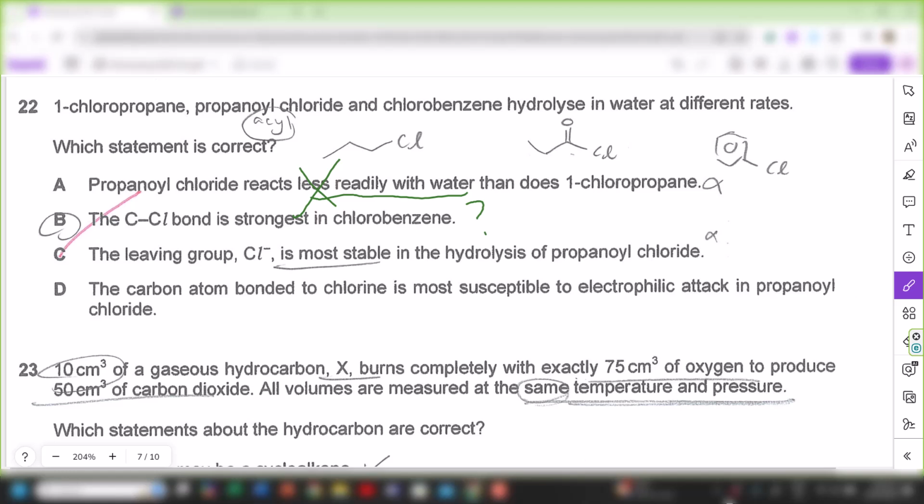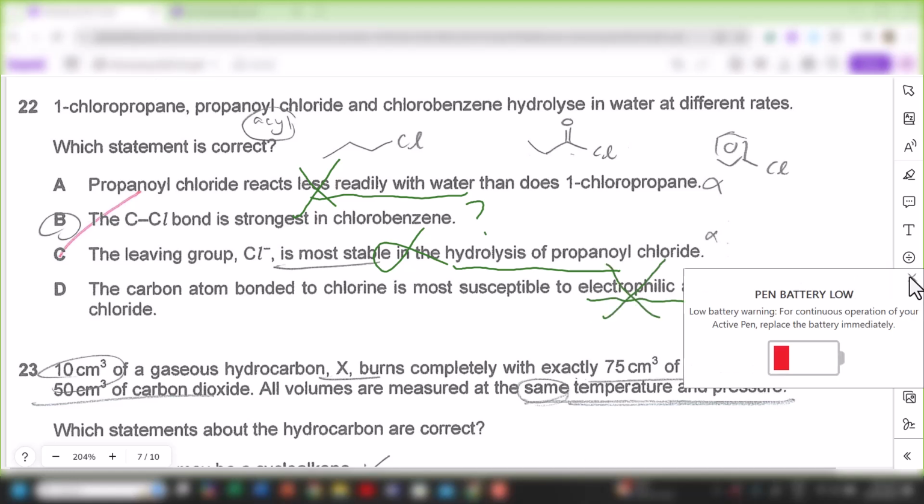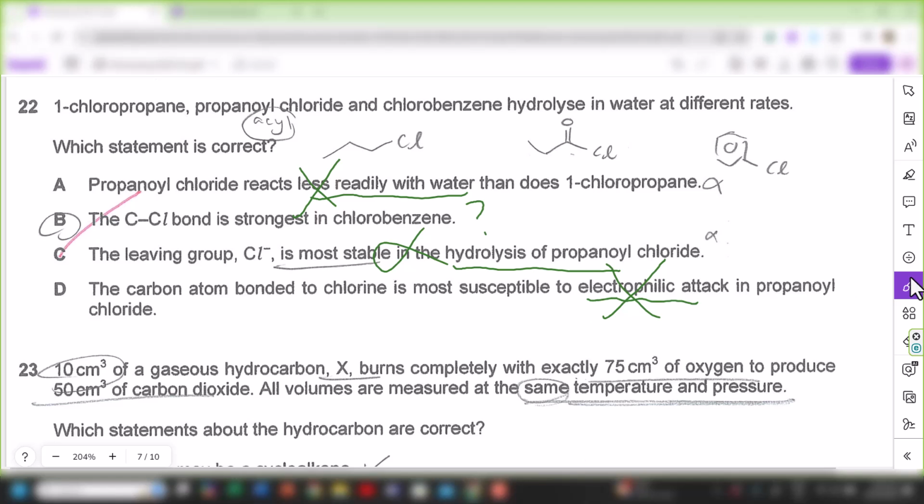C: the leaving group Cl minus is most stable in the hydrolysis of propanoyl chloride. Not true. It doesn't really matter whether it is chloropropane, propanoyl chloride, or chlorobenzene. If Cl minus can leave, it will have similar stability. So C is out in this case. D: the carbon atom bonded to chlorine is most susceptible to electrophilic attack. In propanoyl chloride this is wrong. It should be nucleophilic attack, because the carbonyl carbon has the largest partial positive charge. So in this case I will choose B as the most correct answer.